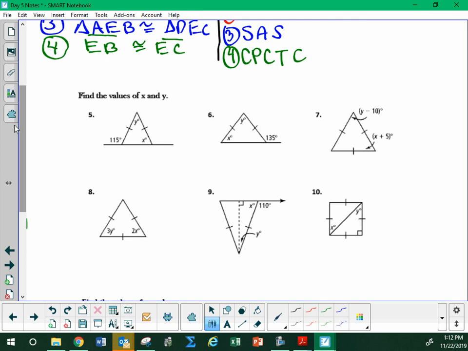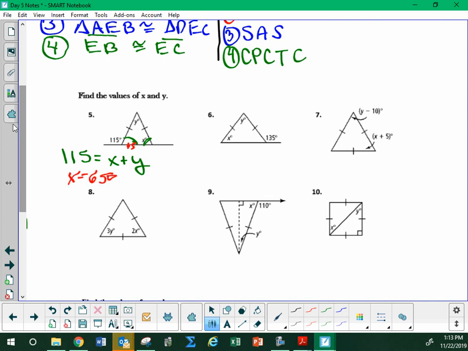So number 5. Well, we know that 115 equals x plus y, right? That's our exterior angle theorem. But that's one equation, 2 variables. So solve for X and Y. What else do we know? We know these sides are congruent, so our angles are congruent. And Henry said we can find this blank angle. How do we find that? The 115 and the blank are a linear pair, supplementary. So 180 minus 115, 65. So then we have x equals.